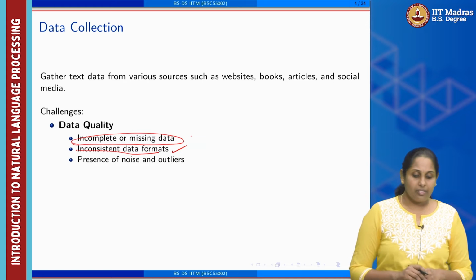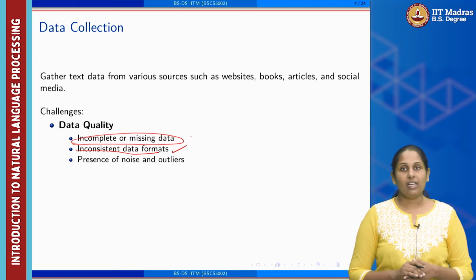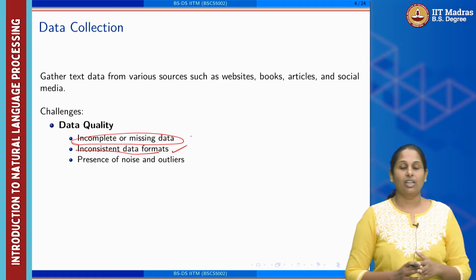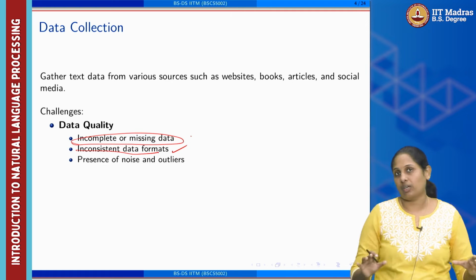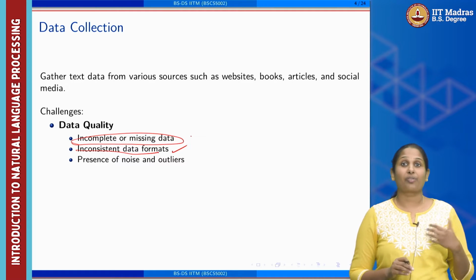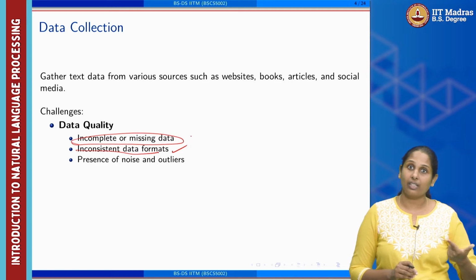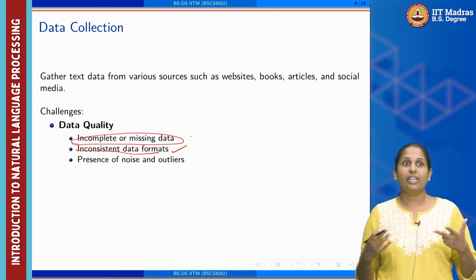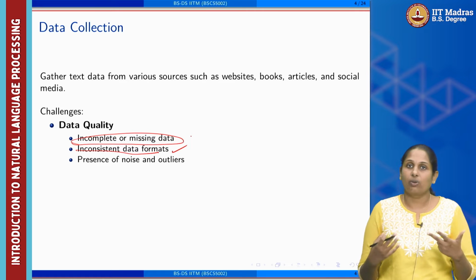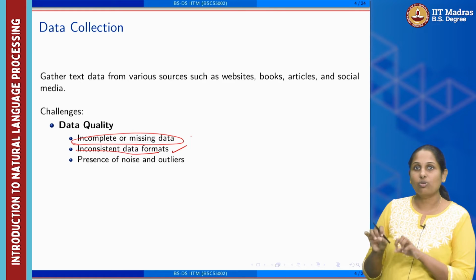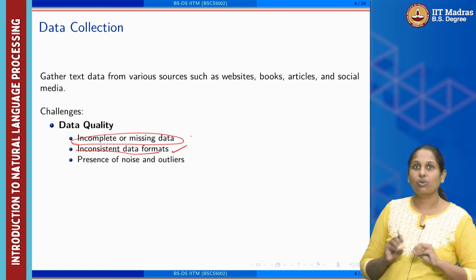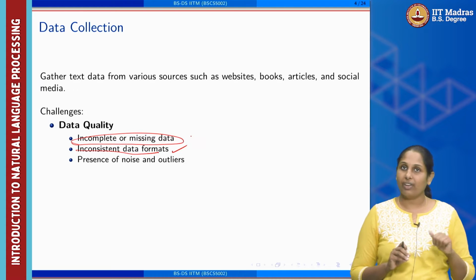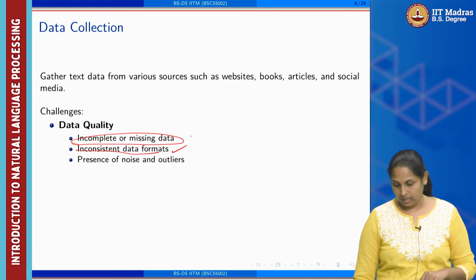And the presence of noise and outliers. When we are trying to take information from a website, we know that the website is filled with a lot of information, and these days a lot of advertisements, other highlights, or predictions that people try to show based on what we are querying on the internet. Those things are highlighted here and there. So, cleaning all of these is very important to get quality data.